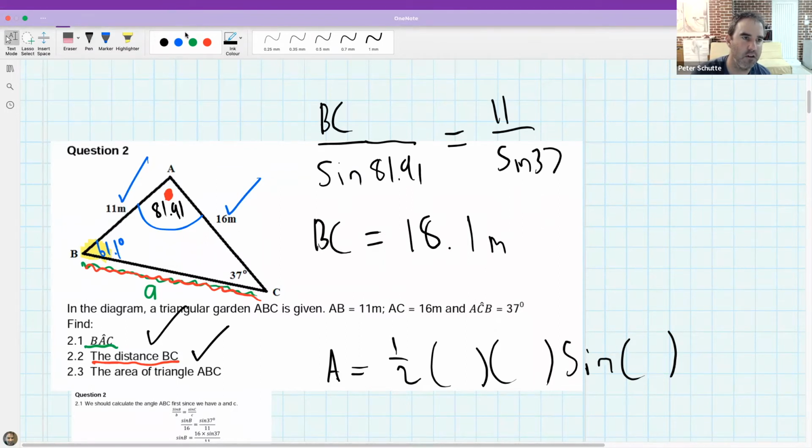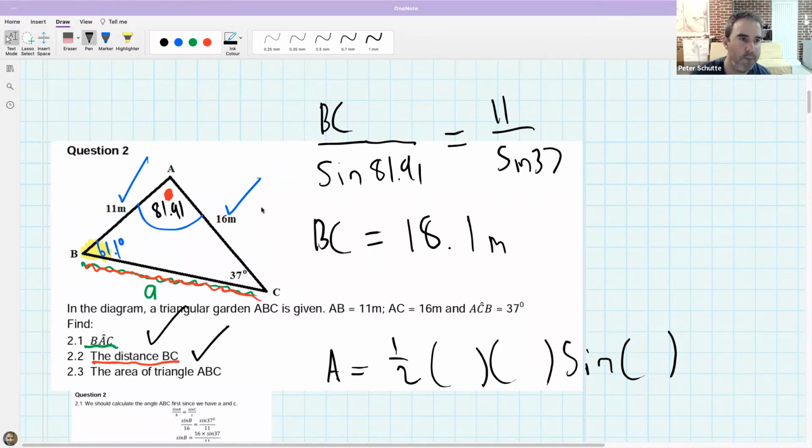Oh, this thing's stuck on the screen for some reason. Okay. I'm going to use, so I've got A or BC was, so I'll use that 18.1, and then I'll use the 16. So I'm using this bit and that bit, which means I need to use the 37, which is there.